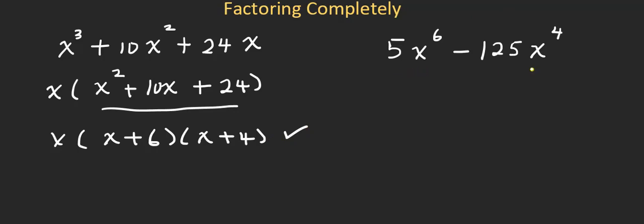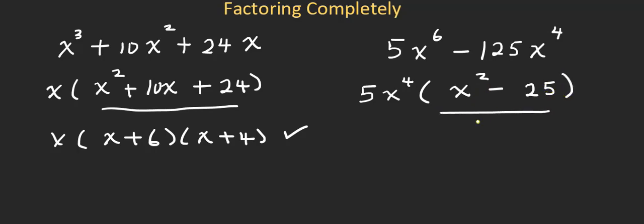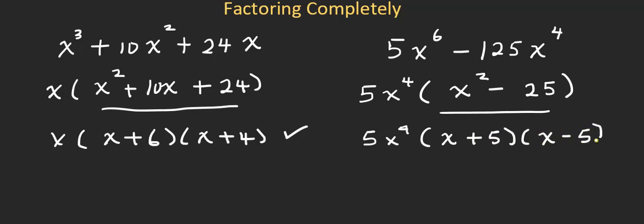Let's take a look at this example. 5x to the 6 minus 125x to the 4. What is the greatest common factor? It's 5x to the 4, and you're left with x squared minus 25. Now we could still factor x squared minus 25 because that's a difference of squares. So you get 5x to the 4 times the quantity x plus 5 times x minus 5. And that is your answer.